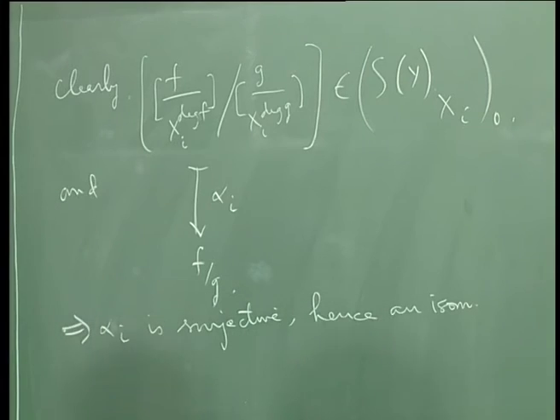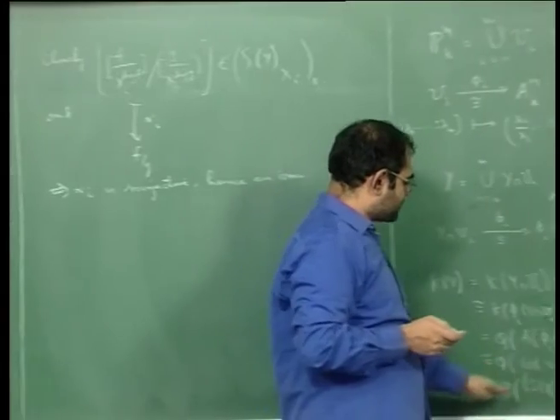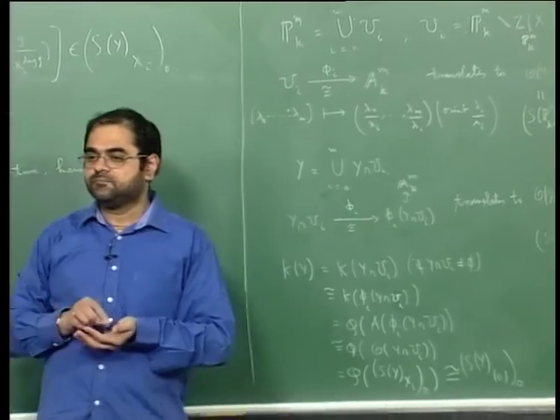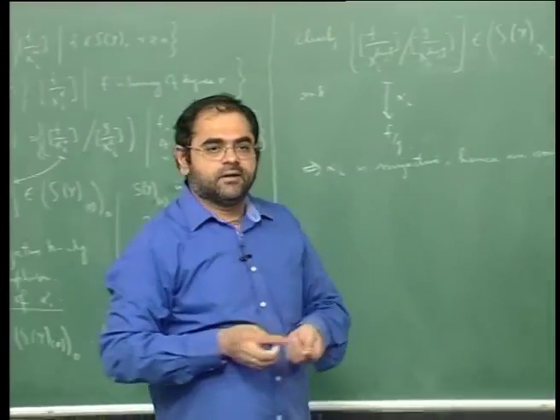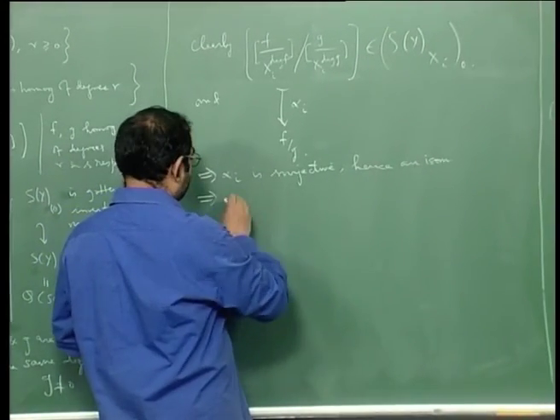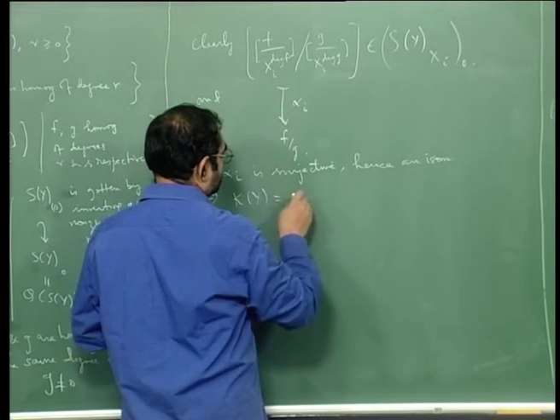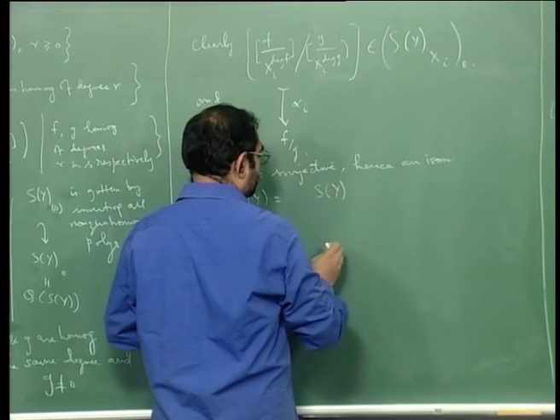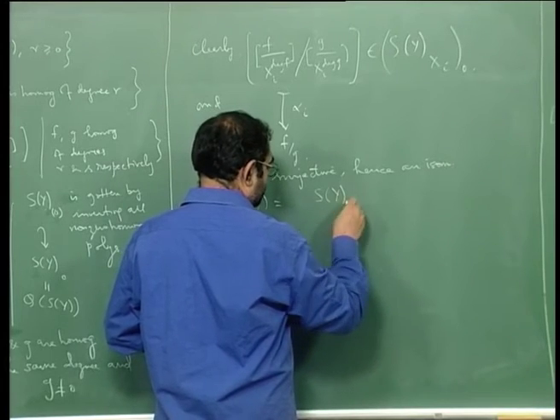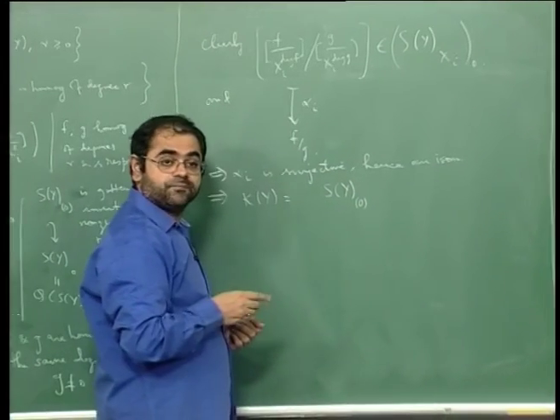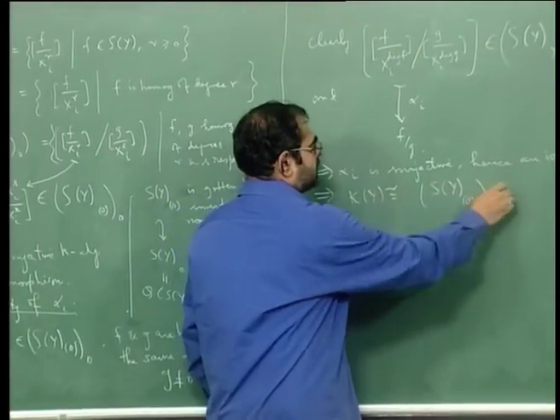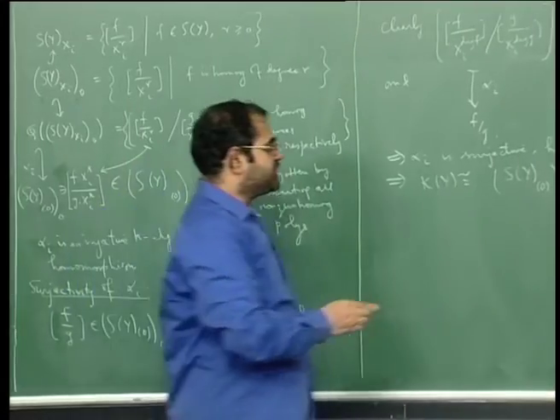As functions, if you consider everything as functions, then these two are not just isomorphic, you can even treat them as equal. So this proves the other fact that K of Y is nothing but, take the homogeneous coordinate ring of Y, you take homogeneous localization at 0 and then take the degree 0 part. This is an isomorphism. So that proves the theorem.